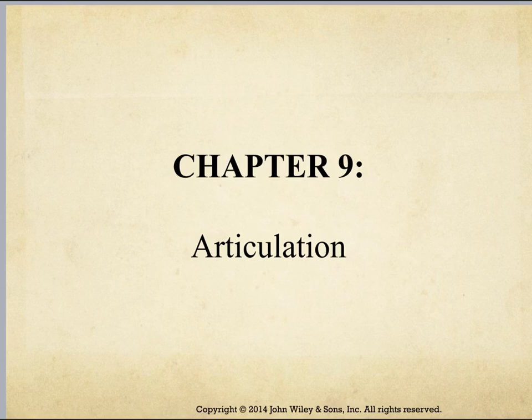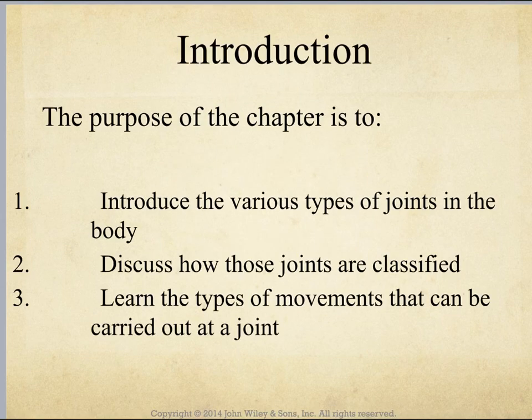Chapter 9, Articulation. The purpose of this chapter is to identify articulations and classify joints based on structure and function. We're going to introduce you to various types of joints in the body, discuss how they're classified, and learn the different types of movements that can be carried out because of those specific joints.